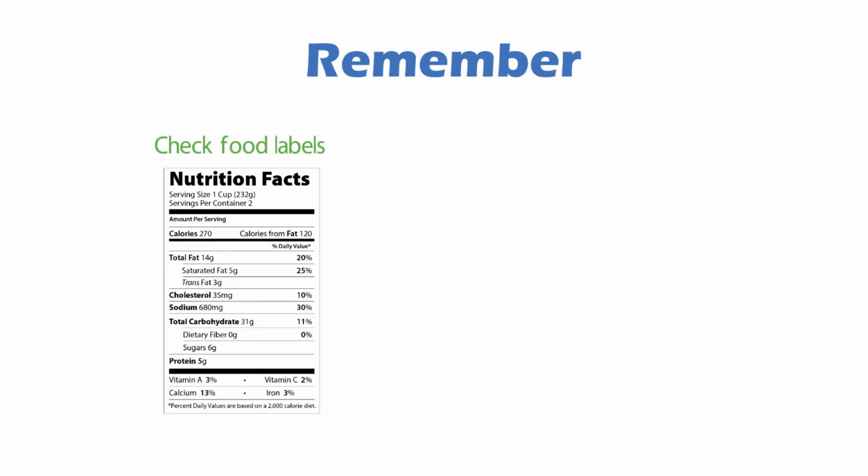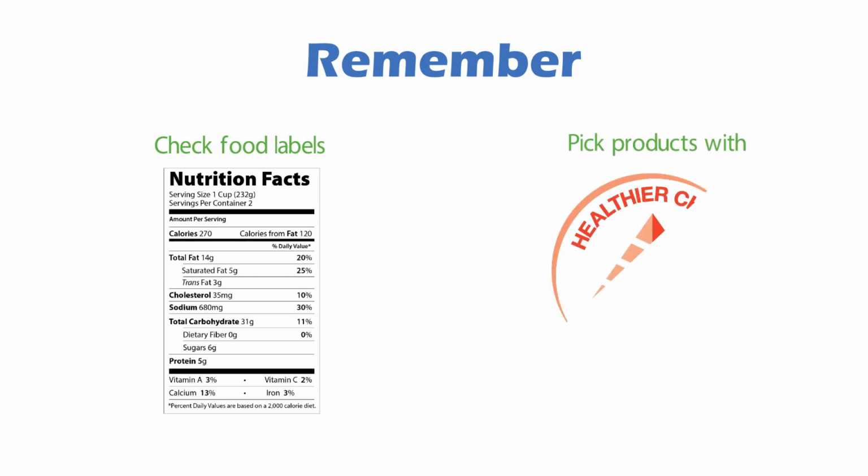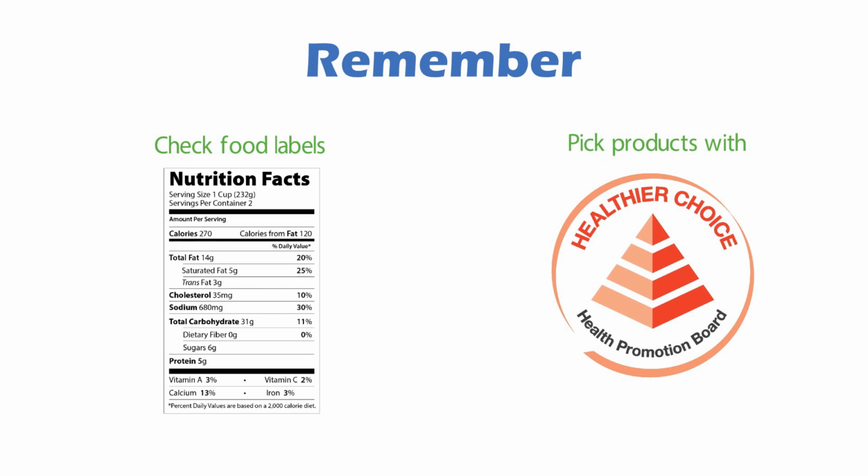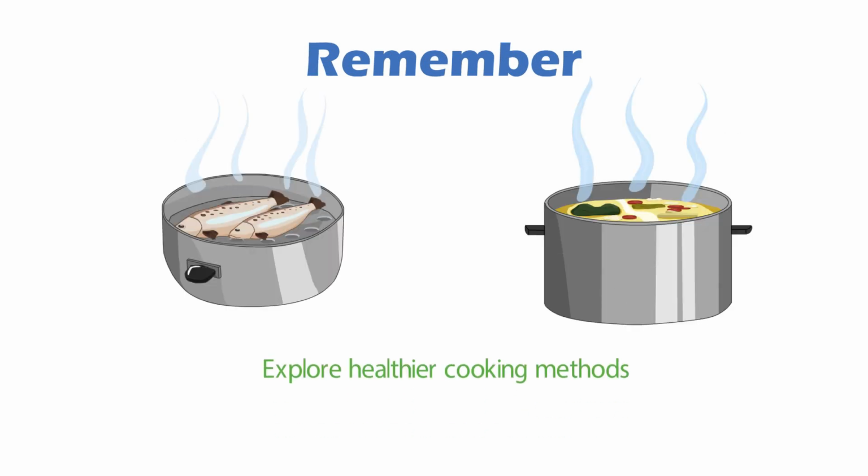Generally, always remember to check the food label on sections such as total fat for more information. Pick products with healthier choice symbol because these products are often lower in fat compared to similar products. Explore healthier cooking methods such as steaming, boiling, stewing, or even air frying.